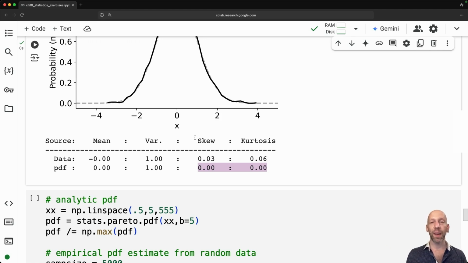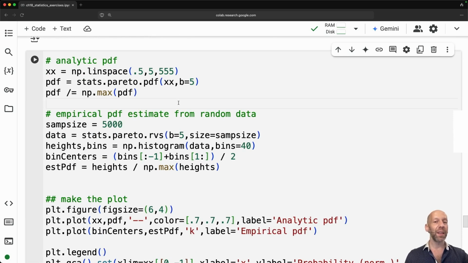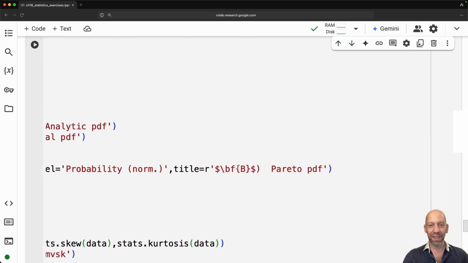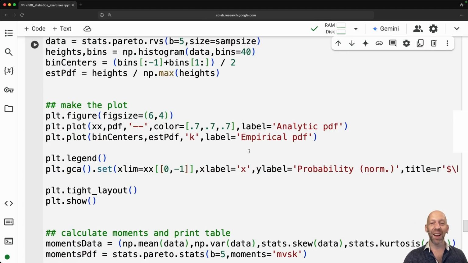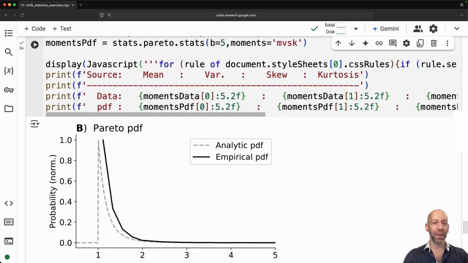The next part of this exercise is to repeat exactly the same procedure, but now using a Pareto distribution. So the code that I have here is literally exactly copy pasted from the previous cell. The only changes I made were minor. I replaced norm with Pareto. That's it. And then, I think the title of the panel changed. Otherwise, it's exactly the same code. Okay, let's see what this looks like.